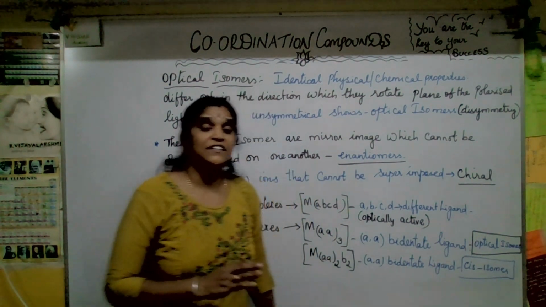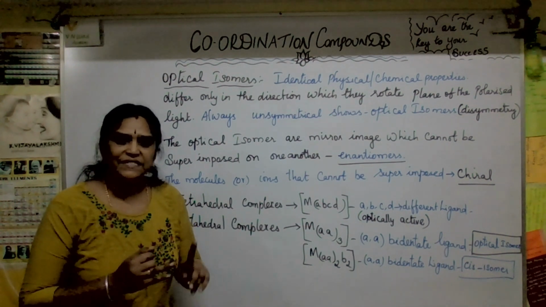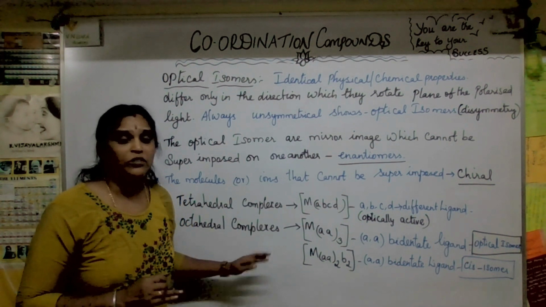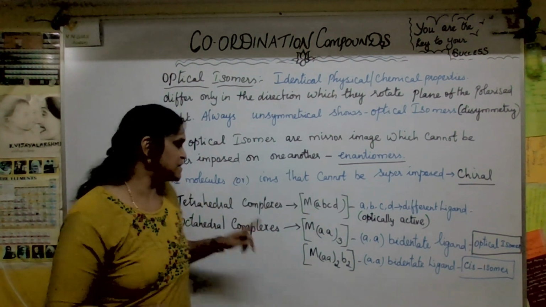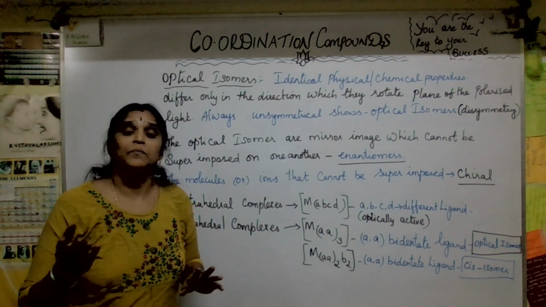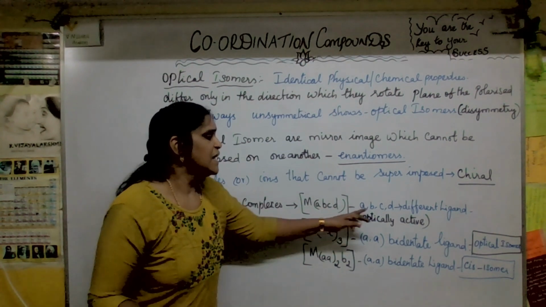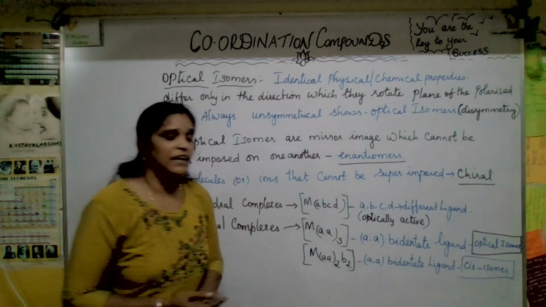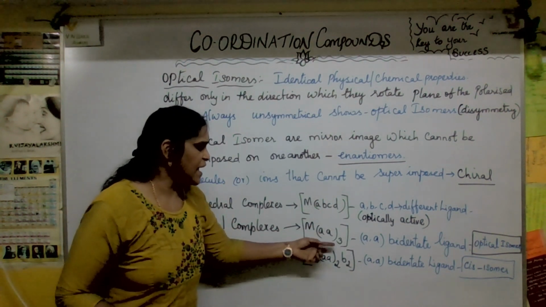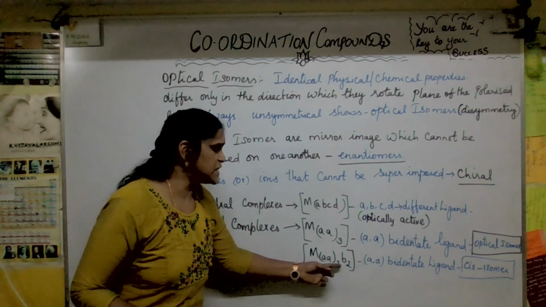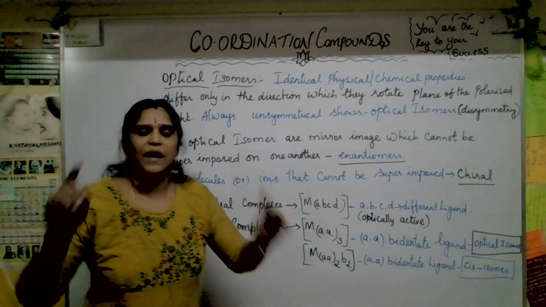Now the next point, very, very important. What are the examples? Tetrahedral complexes and octahedral complexes. Both are suited for optical isomerism. Whereas for geometrical isomerism, tetrahedral complexes will not suit because they are identical. Here M(ABCD), these A, B, C, D are different ligands, so they are optically active. And here M(A)3 and M(A)2(B)2. Now let us see the complete idea with these examples.